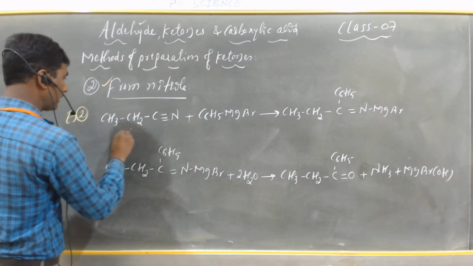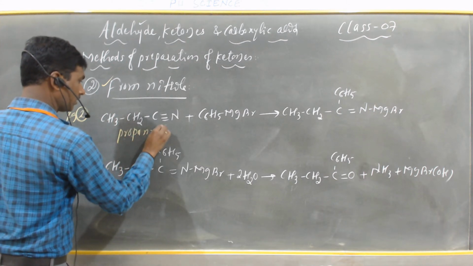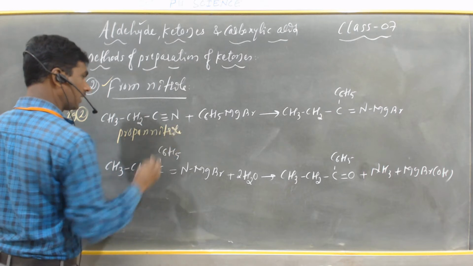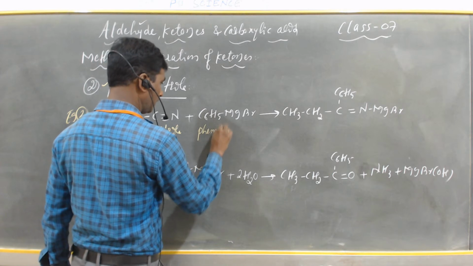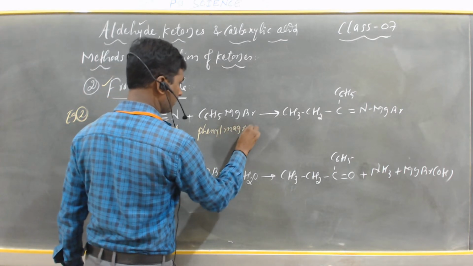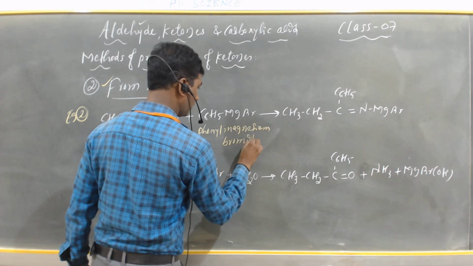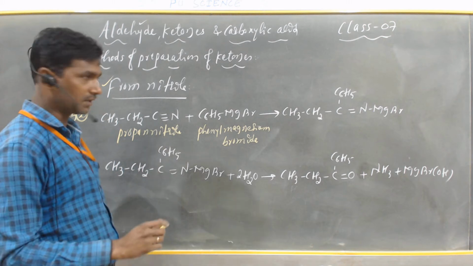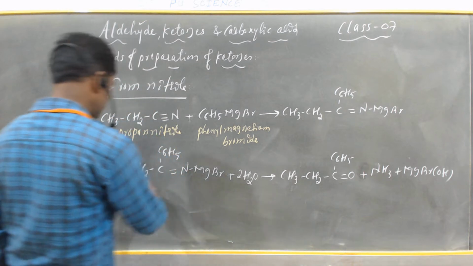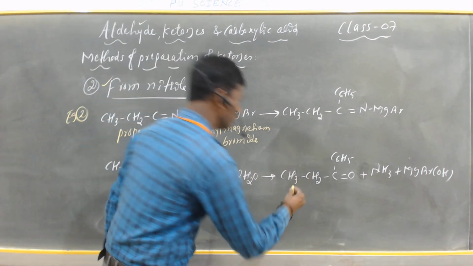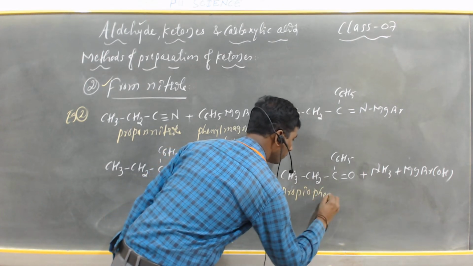So what is this compound? How many carbons are there? Three. It is called propanenitrile. This is called phenyl magnesium bromide. So both give what? The addition product. And this addition product on hydrolysis gives propiophenone.